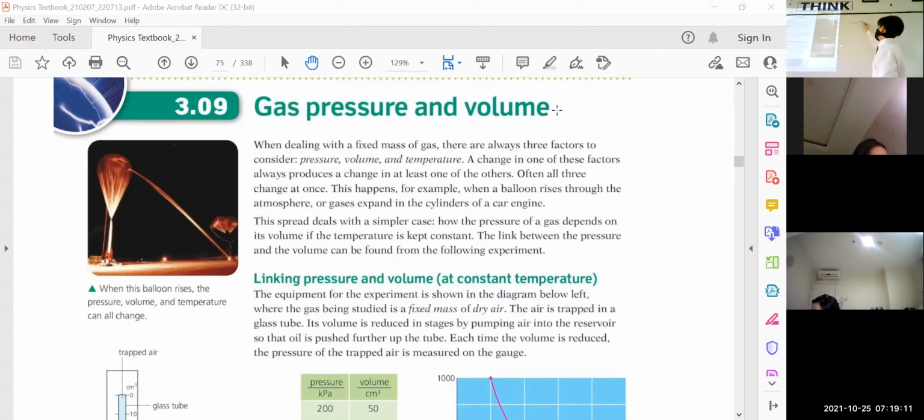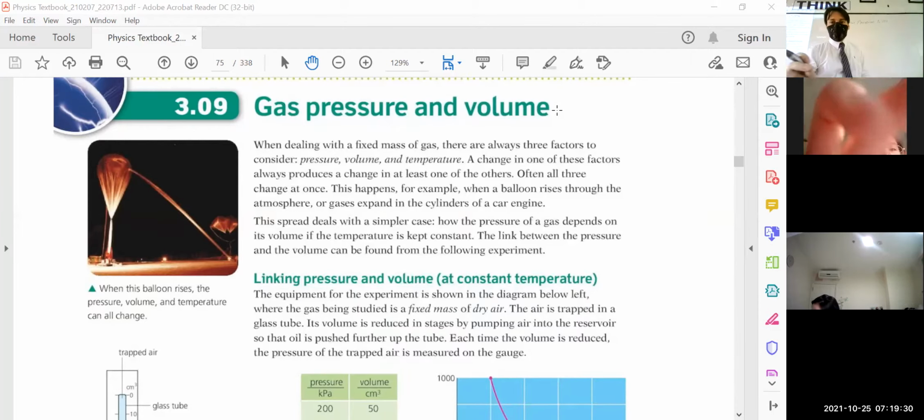gas pressure and volume. Children, is this visible? Online students, can you see the text written on the board? You put me on speaker view. Yes, sir. Put me on speaker view. And then you can find gas pressure and volume.